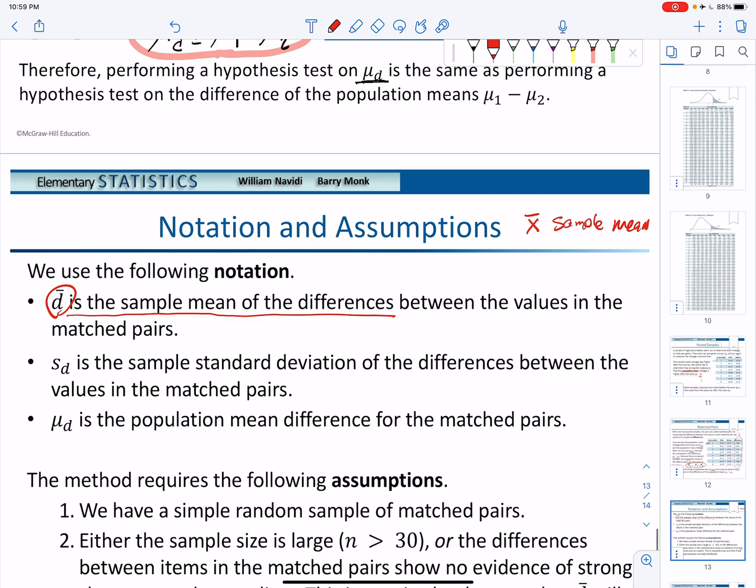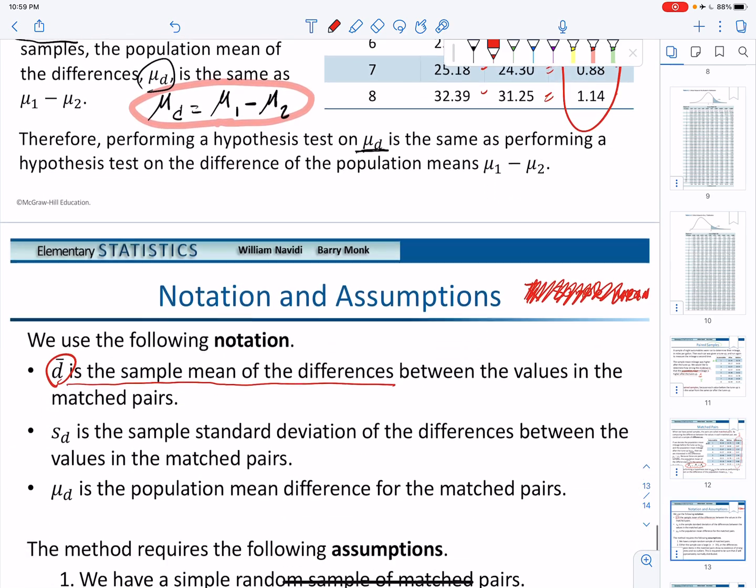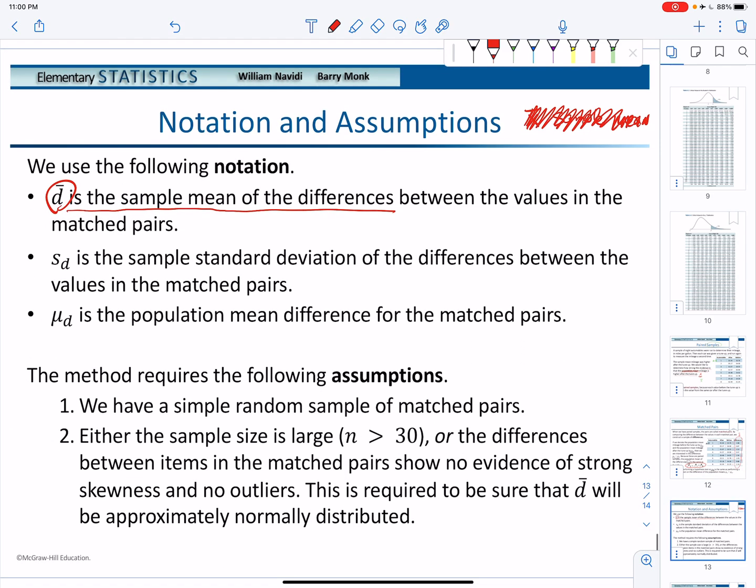Okay, so in this particular section, we don't use x bar. It's still the same thing. It's still the sample mean from one data set, but it came from the paired samples, and it was the difference of those pairs. So it's a difference. That's why we use a d.